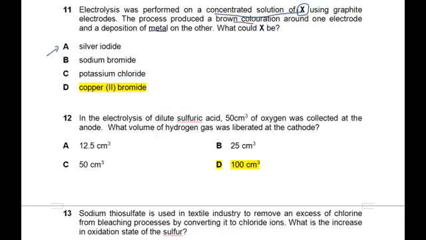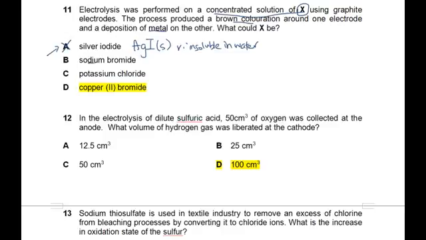Option A is silver iodide, AgI, which you know is a solid. It is very insoluble in water, so it cannot form a solution. Immediately A is out. Okay, next we look at sodium bromide.